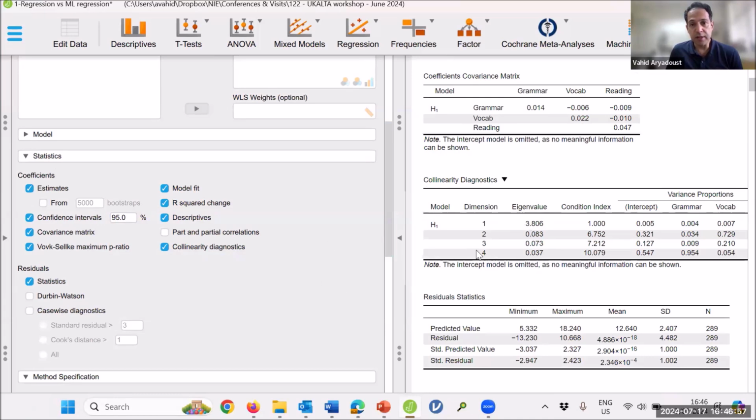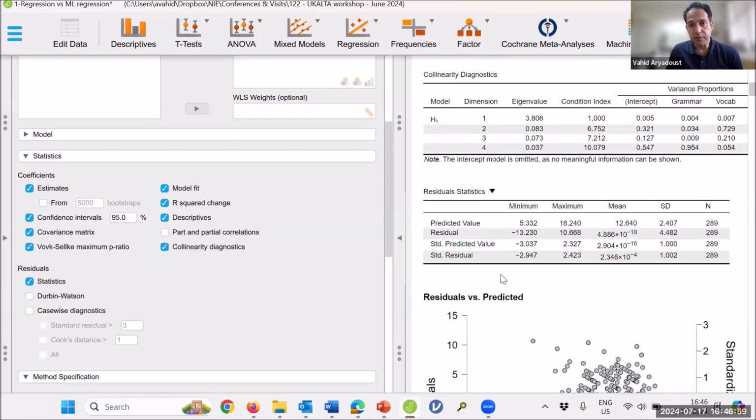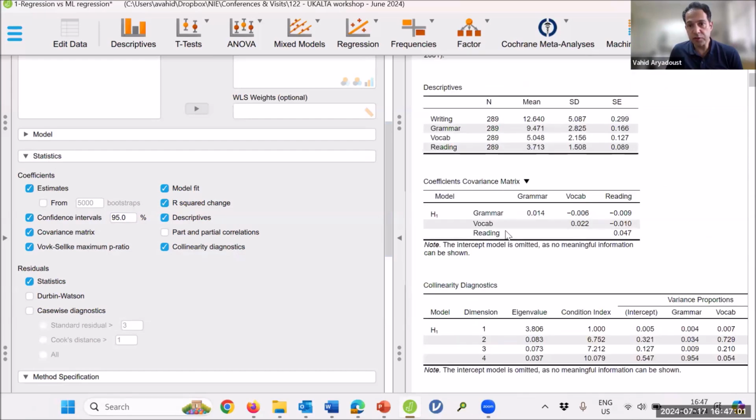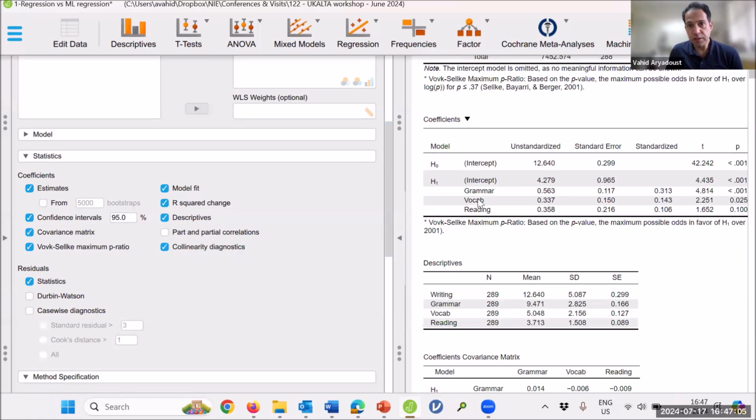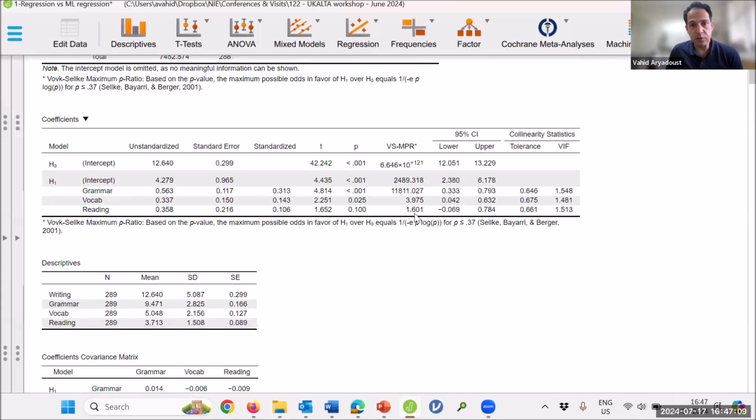And another way is if you look at the coefficients table here. There are two other statistics, tolerance and VIF, which are also used for testing multicollinearity. In fact, these two are rather commonly used in applied linguistics and language assessment.